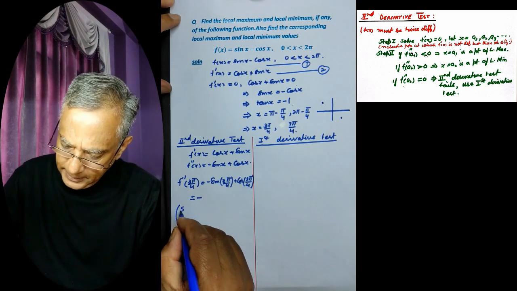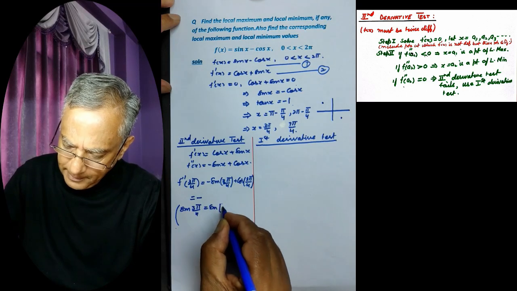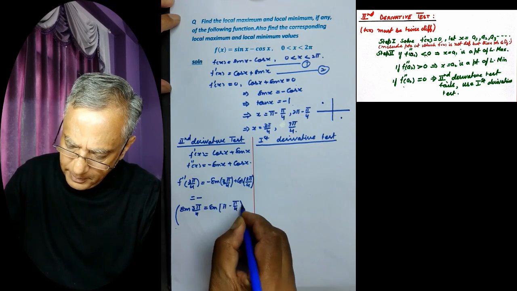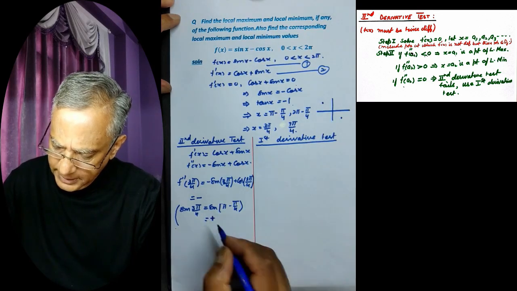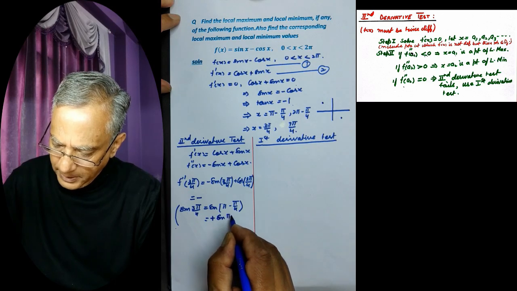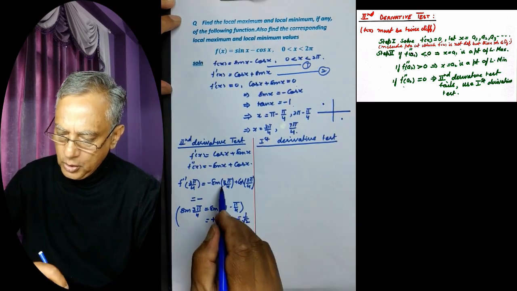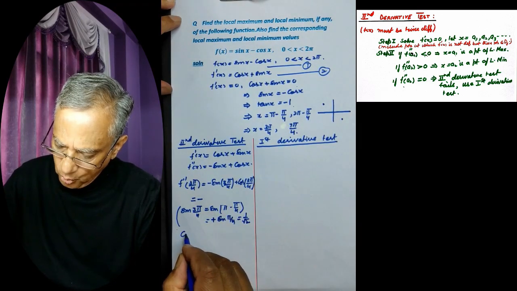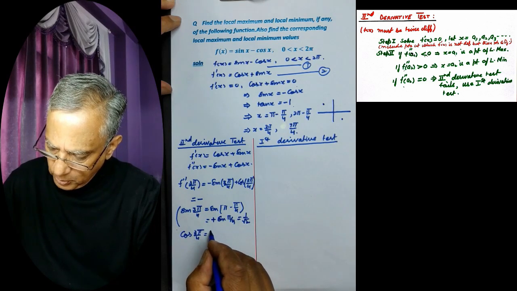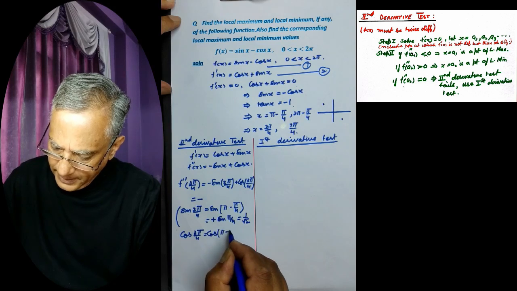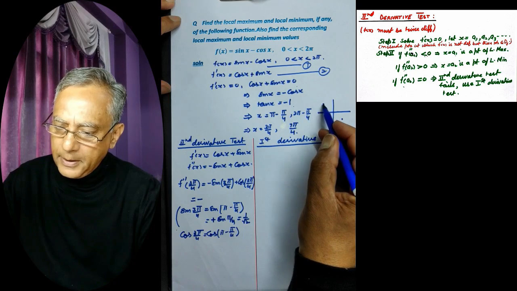Now sin 3 pi by 4. Sin 3 pi by 4 is sin pi minus pi by 4. Now pi minus pi by 4 lies in second quadrant, so sin is positive and we get sin of pi by 4 and sin pi by 4 is 1 by root 2. So sin 3 pi by 4 is 1 by root 2 and cos of 3 pi by 4 is equal to cos of pi minus pi by 4. Pi minus pi by 4 is in the second quadrant.